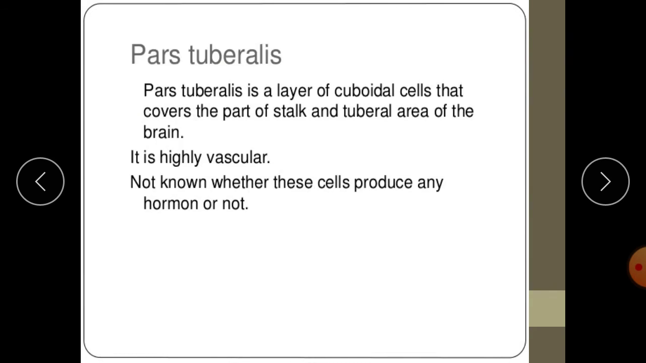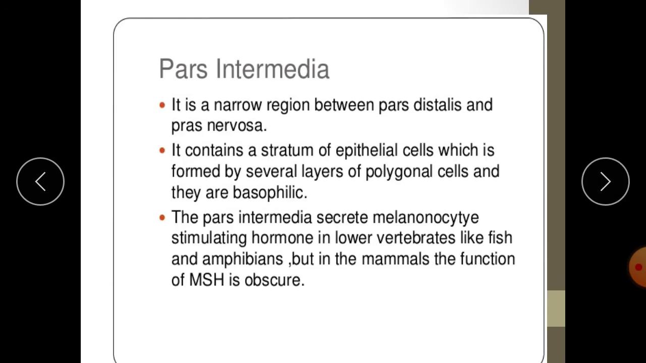The pars tuberalis is a layer of cuboidal cells that covers part of the stalk and the tuberal area of the brain. It is highly vascular, and it is not known whether these cells produce any hormone or not. Okay, so that is about the pars tuberalis. The pars tuberalis comes under the adenohypophysis.